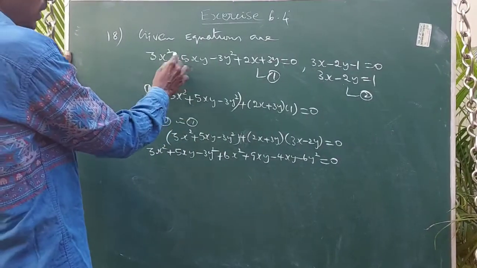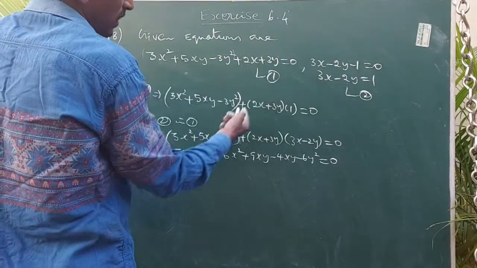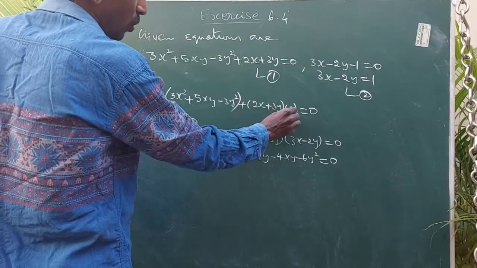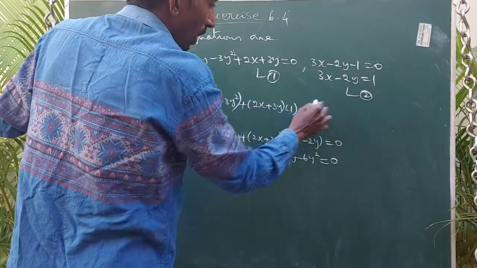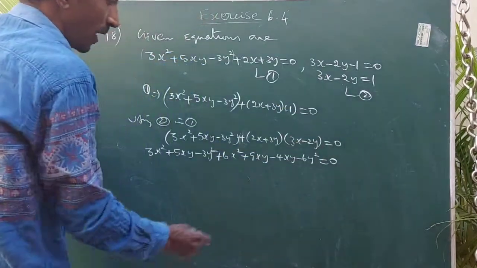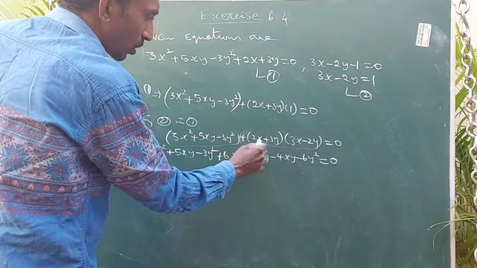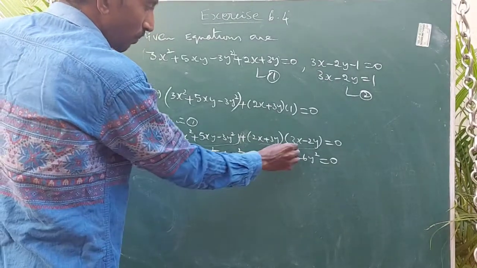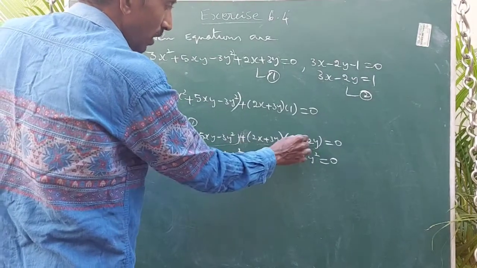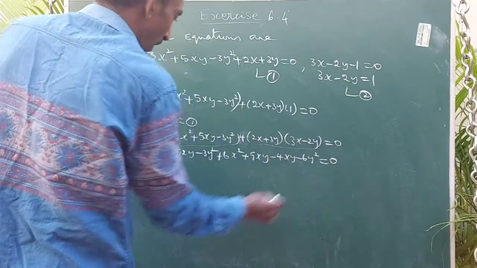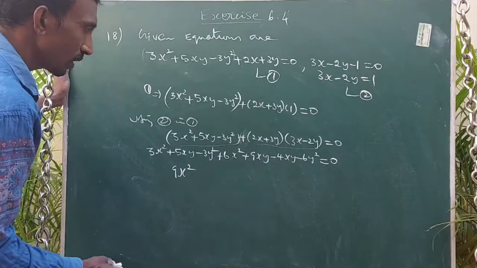Rewrite the given equation. First combine these three terms, and the remaining 2x + 3y can be written as (2x + 3y) into 1. Already we have 1 equal to 3x − 2y, so instead of 1 we put this value 3x − 2y and multiply these two. First three terms no change. So 3 into 2, 6x² + 9xy, and multiplying by the second term, minus 4xy minus 6y² equal to 0. So 3 plus 6, 9x².